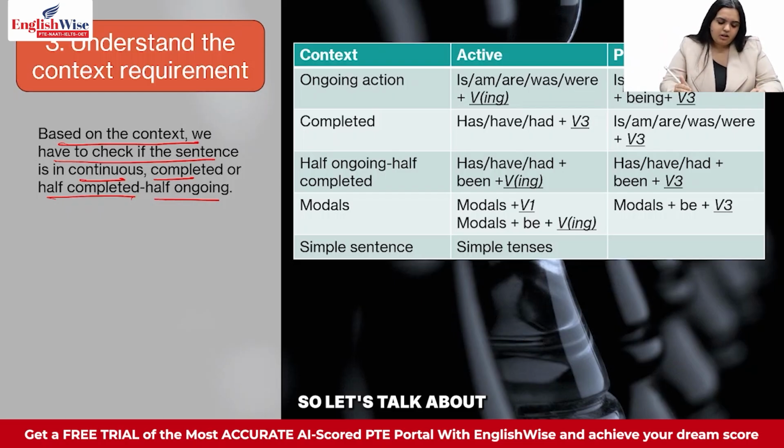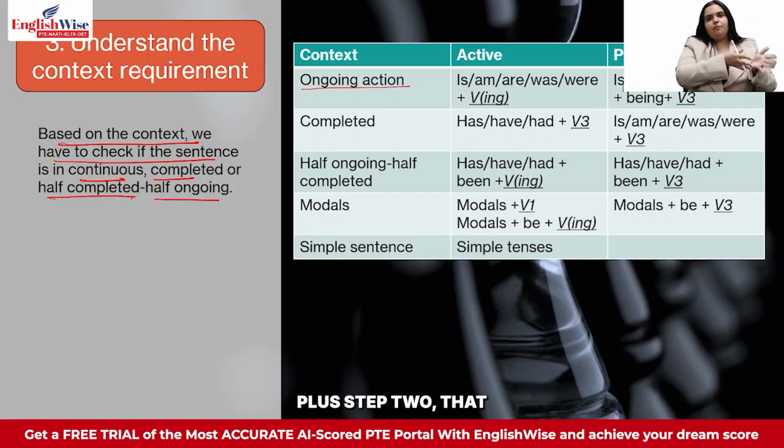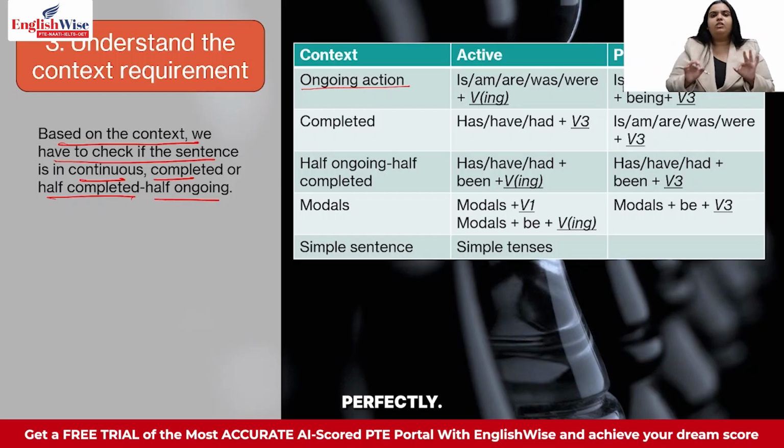All right, so let's talk about ongoing tenses first. Again, since you are done with step 1 plus step 2, that is active passive, now you will continue and carry forward your active passive along with understanding the context requirement. So this is another table that you should learn perfectly. You should have it in your tips so that the moment you have questions based on active passive voice or tenses, you are able to apply it as it is.